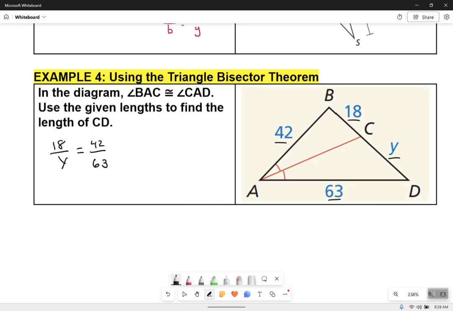Okay. Who's got a calculator to cross multiply and divide for me? Yeah, Y is 27. Okay, so the question said find the length of CD. So my solution down here, we would say, by our work, CD has to equal 27 units there. Okay.